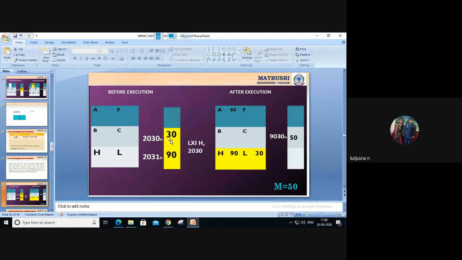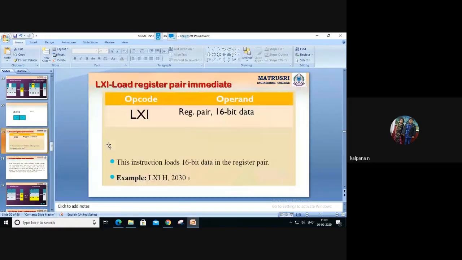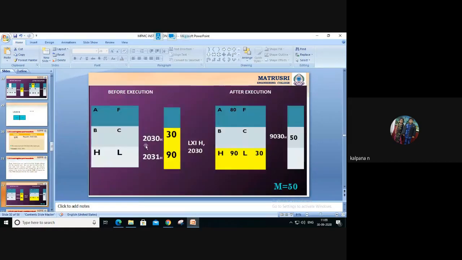At 2030, 30 is there. So 30, what is the size of this 3 and 0? 1 byte only. But here, what have we mentioned for the pair? 16-bit data. The address location is 16 bits. But what is the data stored in the 16-bit address? It is 8 bit. So 30 is filled into L.